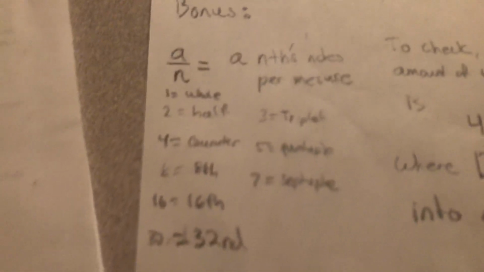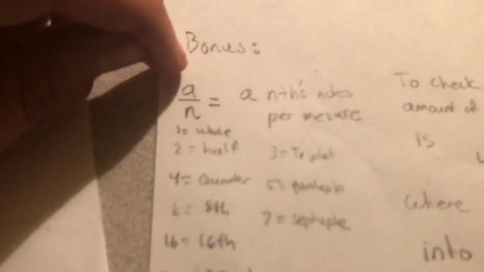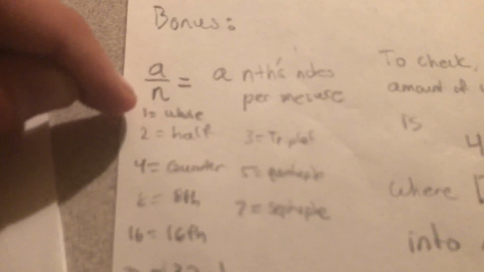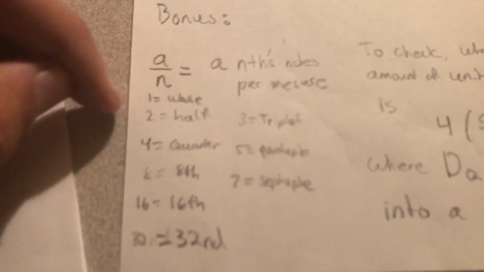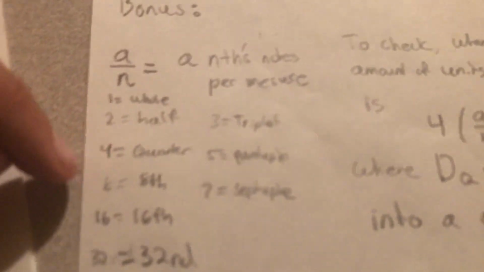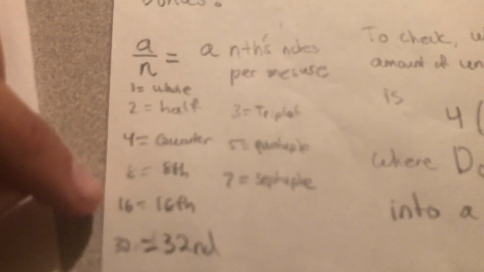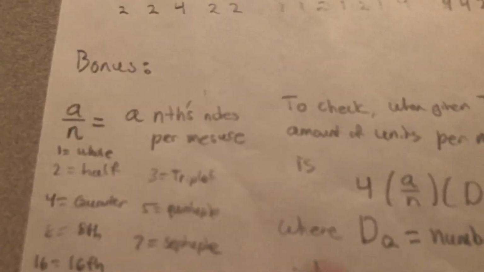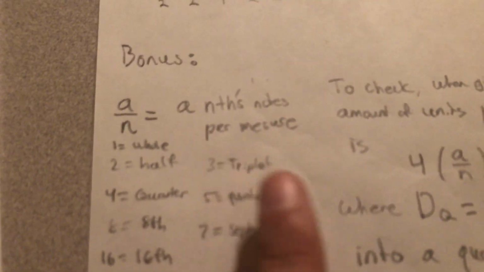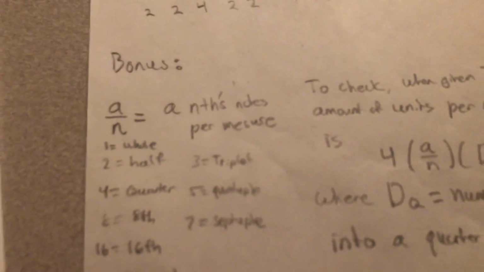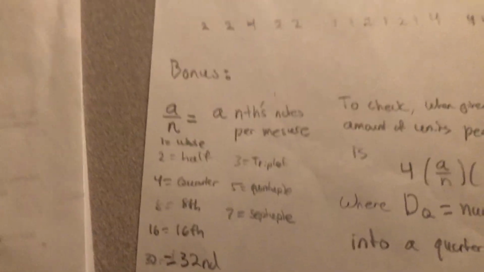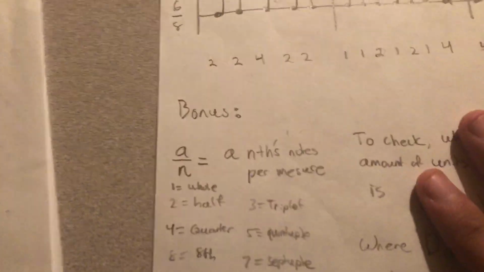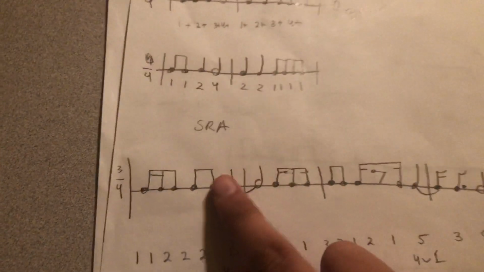And here's what each of the N numbers mean. So A's on top, N's on the bottom. These are the N values. 1 is a whole note, 2 is a half note, 4 is a quarter, 8 is an eighth note, 16 is a 16th note, and 32 is a 32nd note. Now for the odd numbers, 3 is a triplet, 5 is a quintuple, and 7 is a septuple. Very rare. But this basically explains how to do other time signatures.